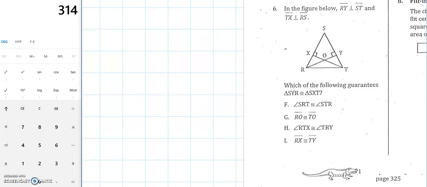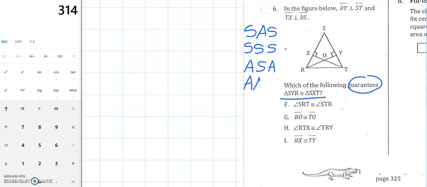All right, here we're picking up from number 6. Now, this question is asking you which of the following guarantees that the two triangles in this big triangle are congruent. In order to guarantee that two triangles are congruent, we need to use one of our theorems. Our theorems to prove triangles congruent are side, angle, side; side, side, side; angle, side, angle; angle, angle, side; and a special one just for right triangles. If you have the hypotenuse and the leg congruent, you can use HL. But that doesn't mean that you always have to use HL if it's a right triangle.